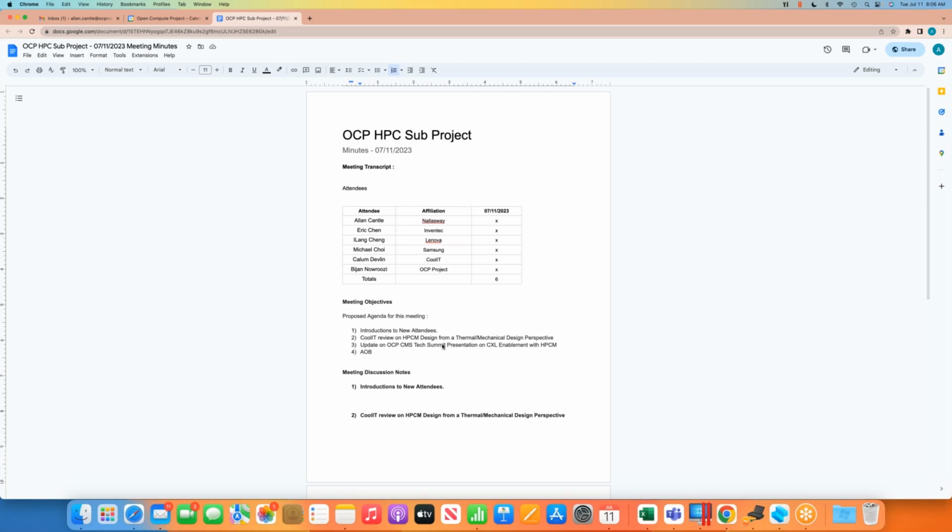And today on the agenda, we've got, and Callum's on, I'm glad to see, Callum's engineering team gave us some good feedback, which we're going to walk through today and discuss. And also, a couple of weeks ago, I was at the OCP CMS Tech Summit where I gave a presentation on CXL enablement. And just to let you all know about that and point you to the slides. But the focus of today is on the cool IT feedback.